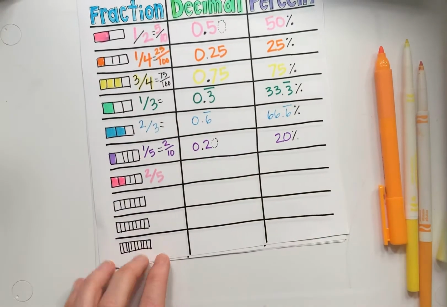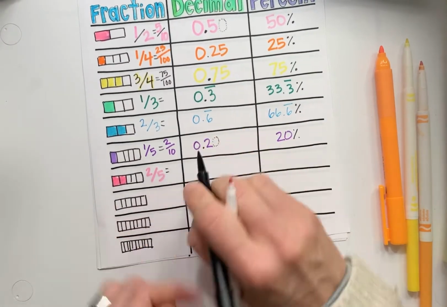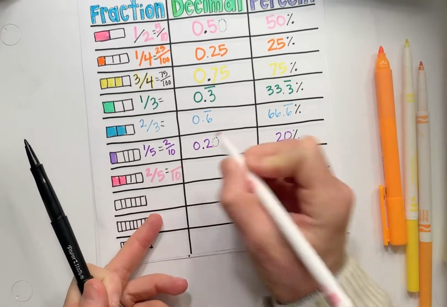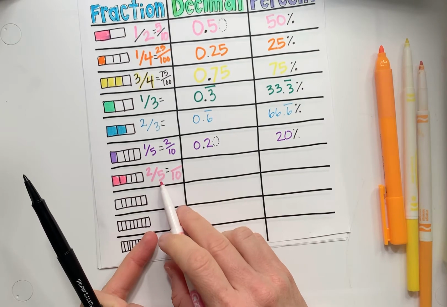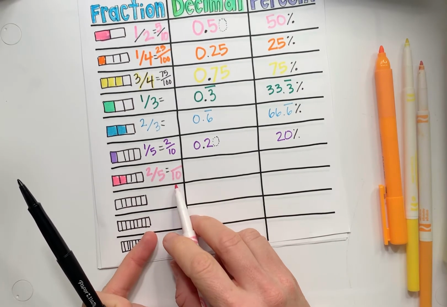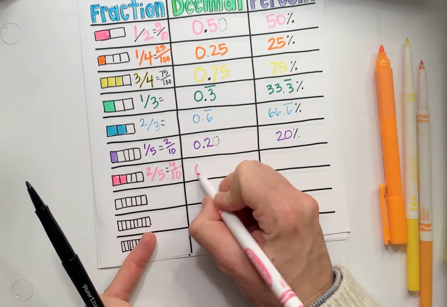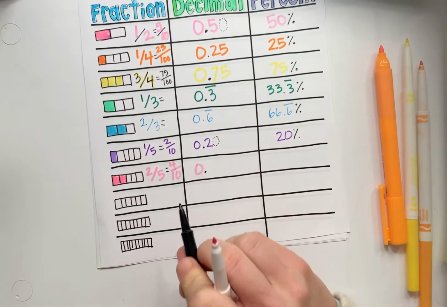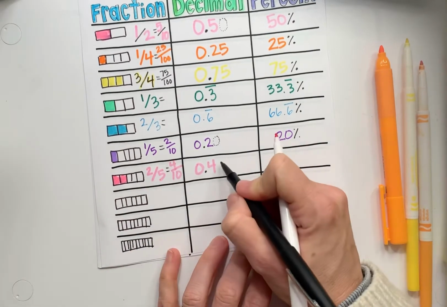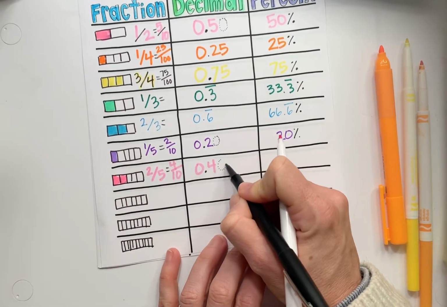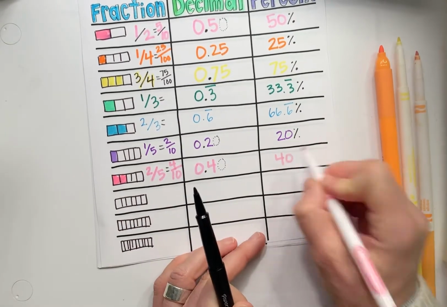So 2 out of 5. And again, I'm going to be converting it into tenths. So going from fifths to tenths, I'm increasing it by a scale factor of 2. What I do to the denominator, I have to do to my numerator. So I'm going to get 4/10. So 4/10 is going to be 4 in the tenths column. 4/10 looks like that. And if I want to convert it to a percent, I need to go out to that hundredths place. So I am now at 40%.